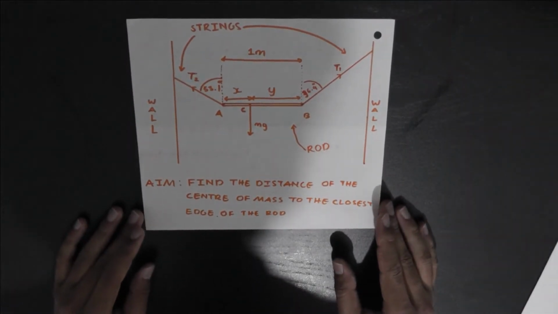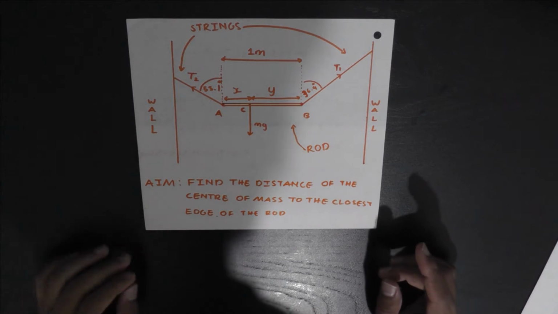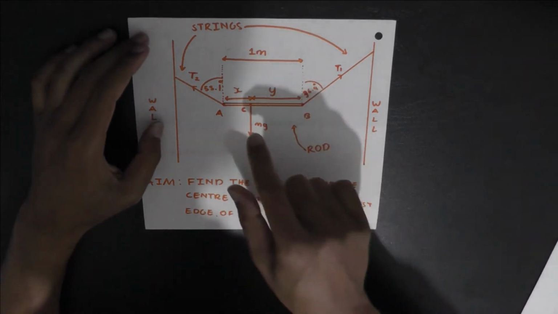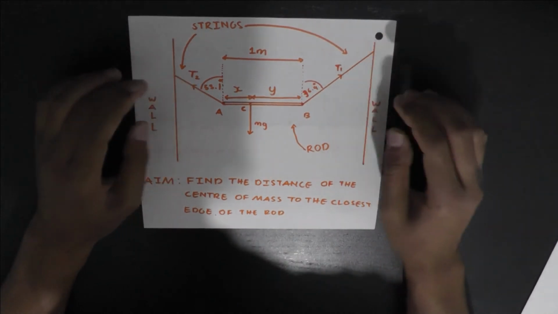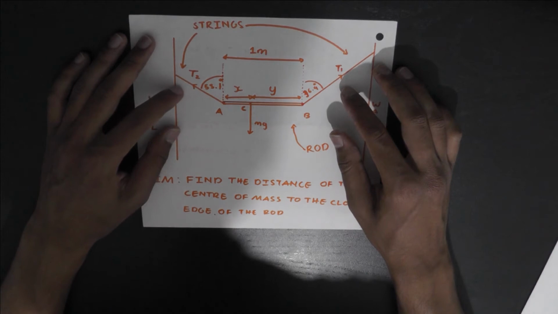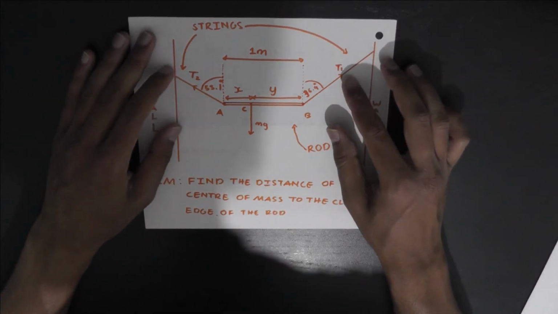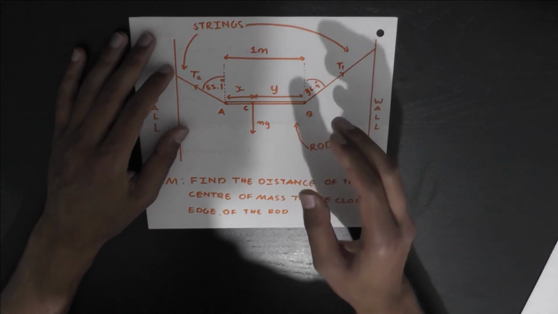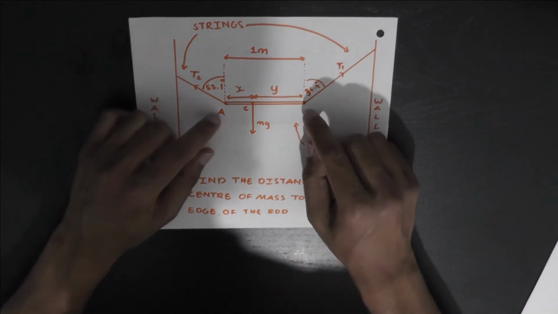Okay, so without further ado, first of all, with these sort of questions, you need to draw a diagram. So I've drawn a diagram and I've written down the aim. The aim is to find the distance of the center of mass to the closest edge of the rod. So we have our rod here and the strings and the wall. The strings each have a tension force in them, T1 and T2, and these are angled to the vertical lines running up from the ends of the rod.